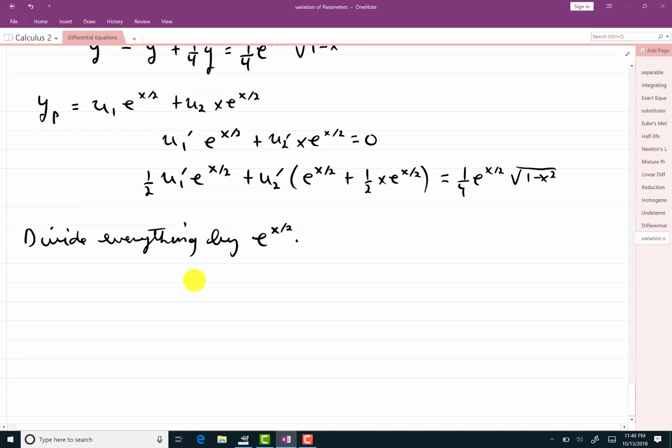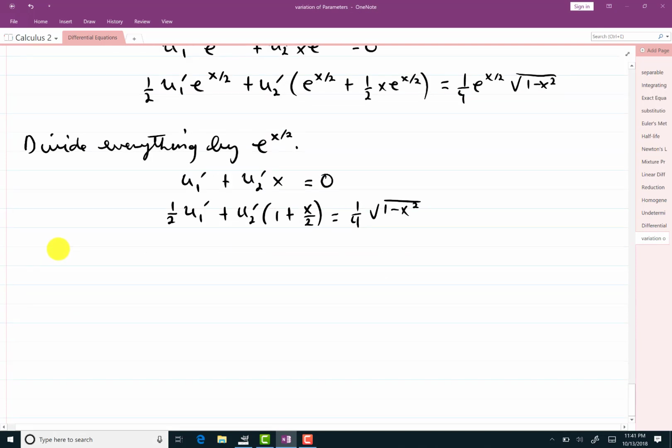If you go strictly according to the script, you'll go right to solving for u1 prime and u2 prime using matrices, and the e to the x over 2 will cancel out anyways. I just choose to do it now to make my life a teeny bit easier. Once I do that, I have u1 prime plus u2 prime x equal to 0. And then I have 1/2 u1 prime plus u2 prime times 1 plus x over 2. And that's supposed to equal 1/4 times the square root of 1 minus x squared.